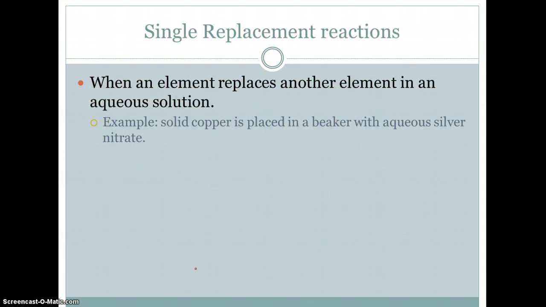Now, if we want to predict the products of a single replacement reaction, what happens is one element replaces another element in an aqueous solution. So for example, we have solid copper placed in a beaker with aqueous silver nitrate. So we would write Cu plus aqueous silver nitrate. Copper is a solid, silver nitrate is AgNO3, so again you'd need to know those charges to put that together, and this is aqueous.